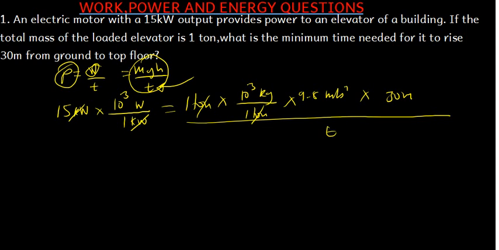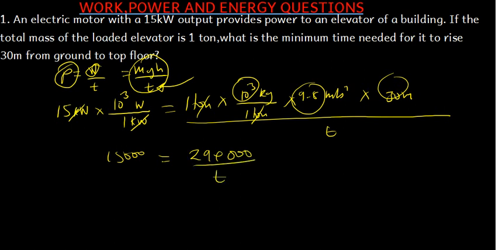So 15 multiplied by 10 to the power 3 is going to give us 15,000. And then going to the other side, 10 to the power 3 multiplied by that, multiplied by that. So 1,000 multiplied by 9.8 multiplied by 30 gives us 294,000 divided by t. So to remain with t, we are going to cross multiply. So that will be 15,000 t is equal to 294,000.